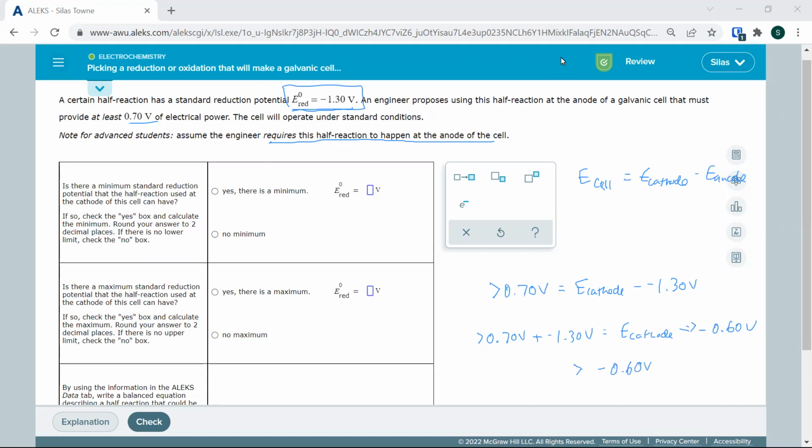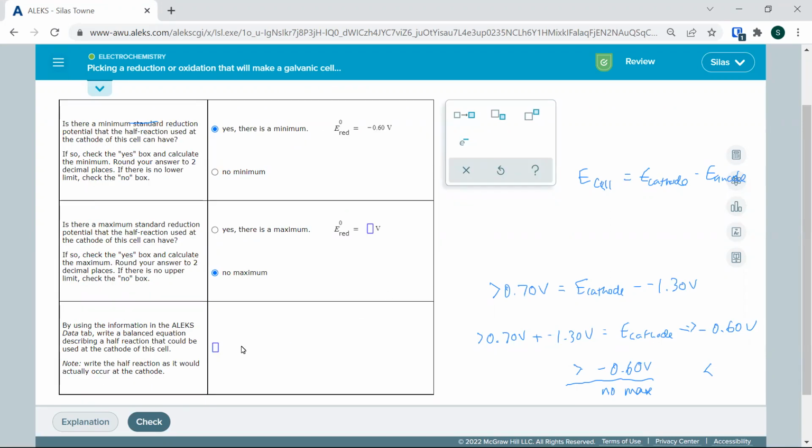So what these questions are going to ask is, is there a minimum, and then is there a maximum? In this case, there is no max. It must be greater than this. There might be questions where you're looking for something that's less than a number. Then there would be no minimum, but there would be a maximum. So in this question, yes, there is a minimum. It must be equal to negative 0.60 volts, but there is no maximum. It can be anything greater than negative 0.60.